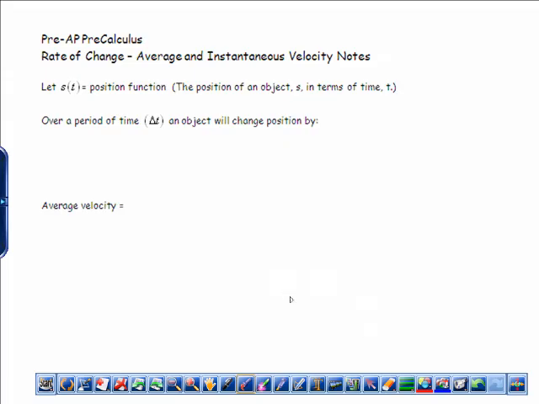Okay, this is the video lesson for average and instantaneous velocity. This is derivatives day 2, and I believe that is written up at the top of your notes. Okay, so let s of t be the position function. This is nothing new. You've seen this before. This shows how high the ball is or where it is, okay?